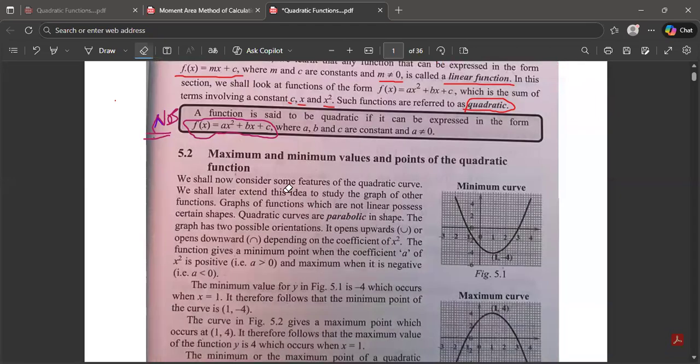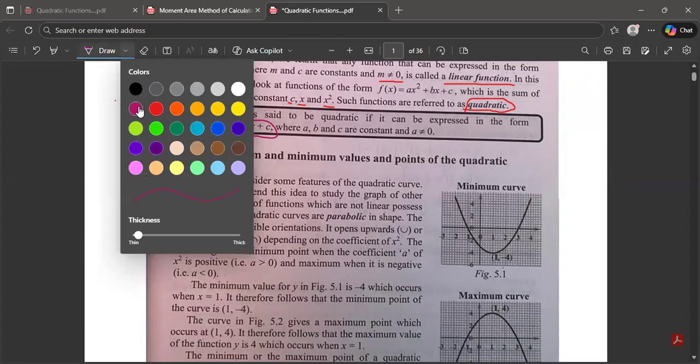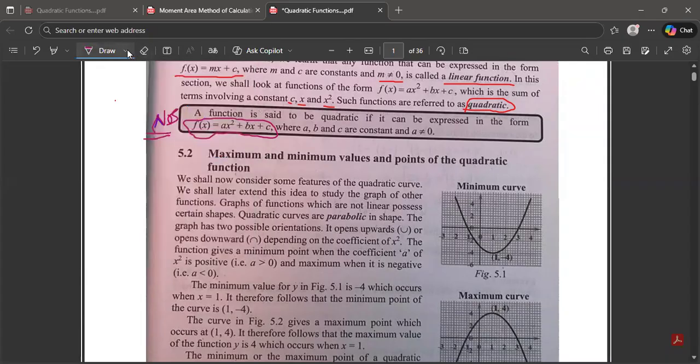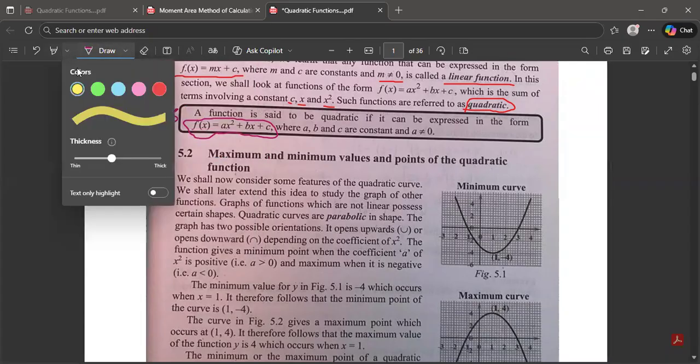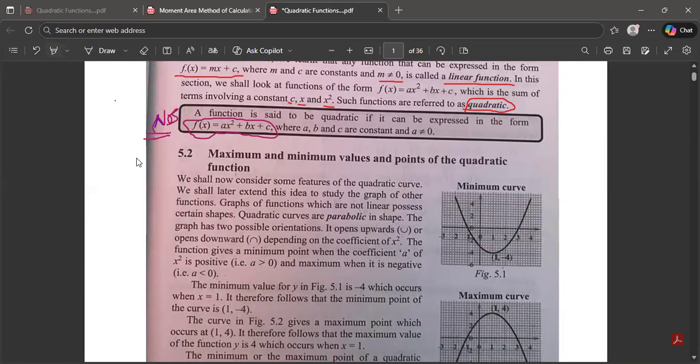Good. So let's continue from 5.2. Figure 5.2 is trying to tell us about the maximum and minimum value and point of a quadratic function. We are going to be calculating the maximum and minimum value of a quadratic function, and that is what about 80% of the questions you are going to meet in your examination or WASSCE entail.